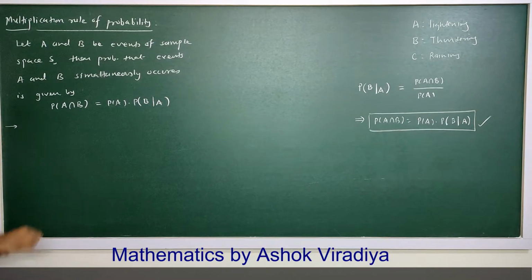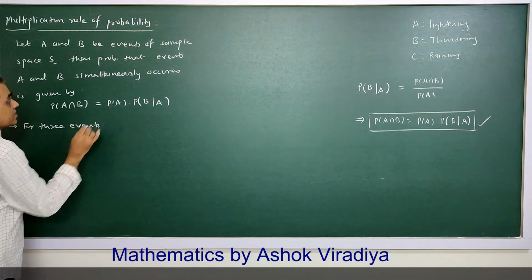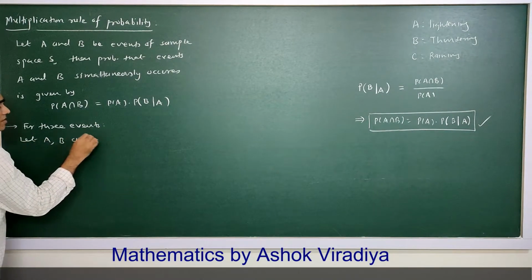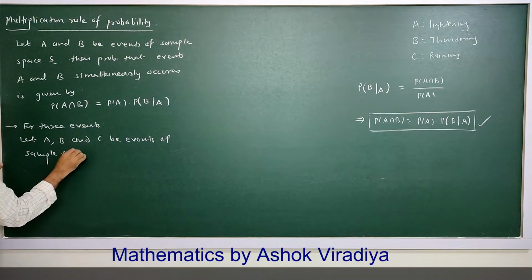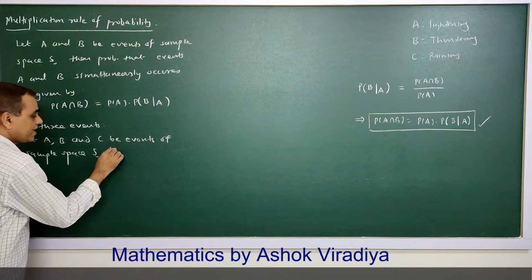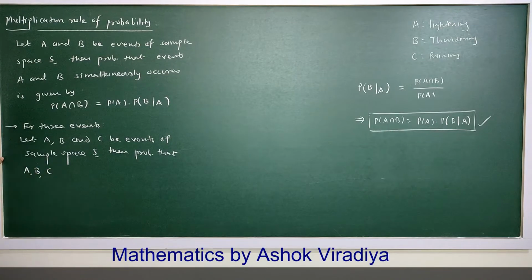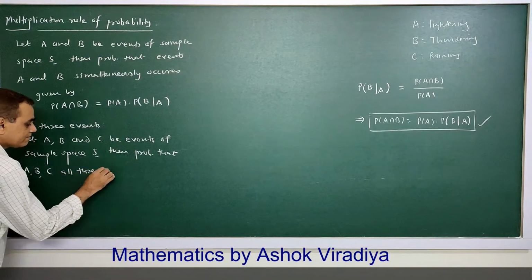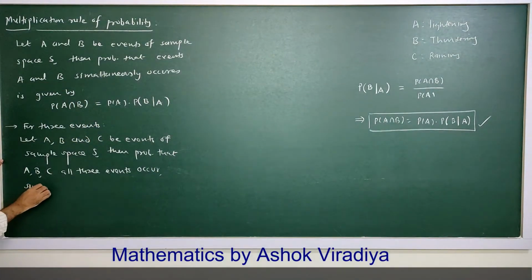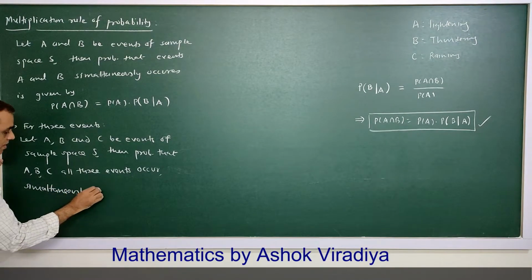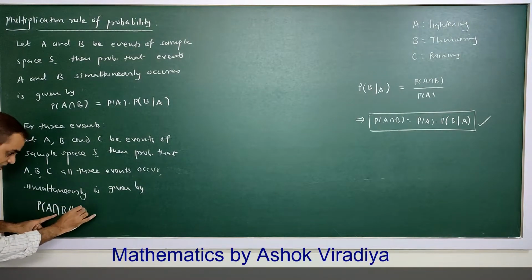Similarly, we can put the multiplication rule of probability for 3 events. For 3 events, we can put the rule like this. Let A, B and C be events of a sample space S. Then the probability that A, B and C, all three events occur simultaneously is given by the probability of A occurs and B occurs and C occurs.